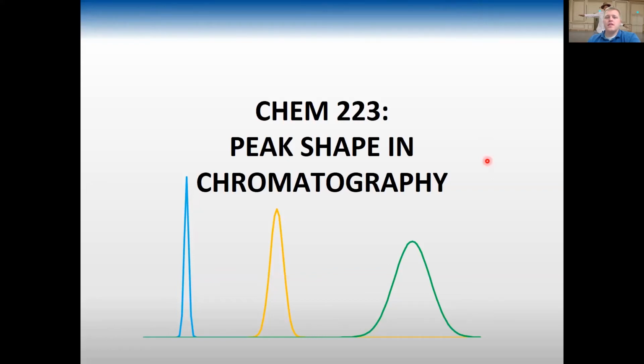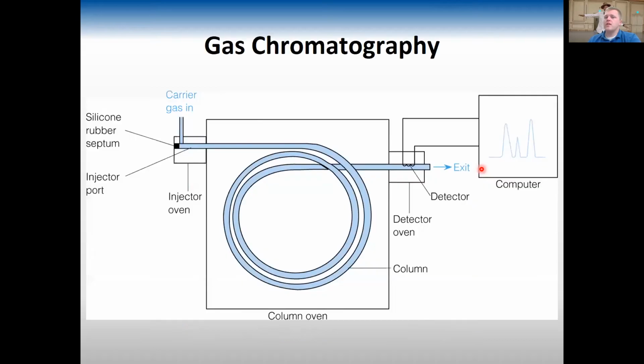This is lecture 19 for Chem 223. Today we're going to talk about peak shapes in chromatography and what affects those peak shapes. We're going to start off talking a little bit more about gas chromatography.